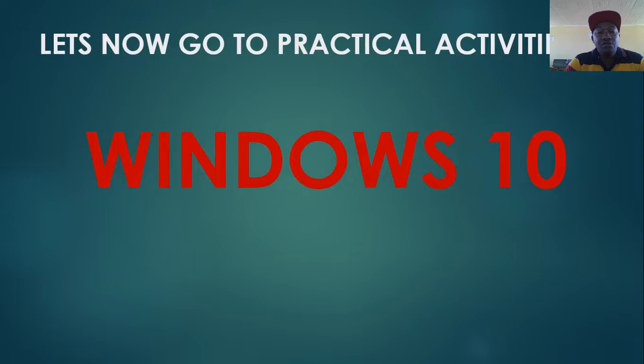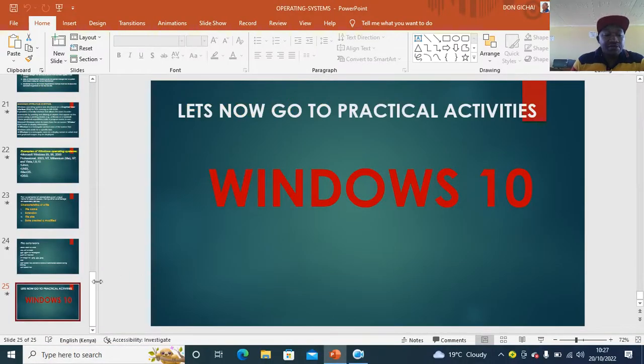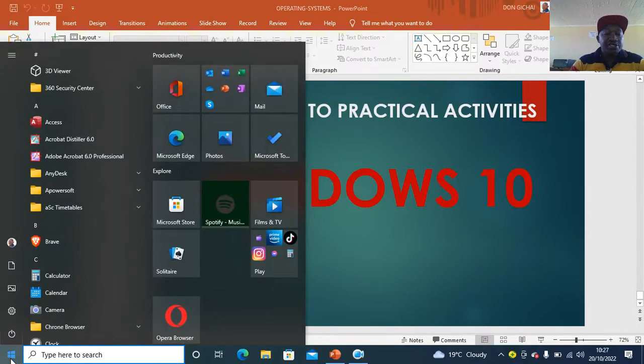So let's go to a bit of Windows 10. We can just try to see a bit of Windows 10. So when I click on start here, you see this is the startup menu. It contains all the programs installed in this computer. Down here, we have this part called the taskbar. It is divided into three. This part, the rightmost corner, is called the system tray or notification area. When I click on it, you can see programs running in the background. So this is the system tray.